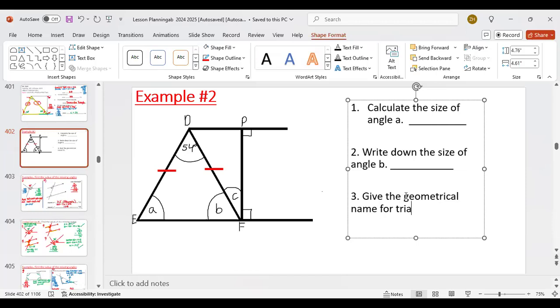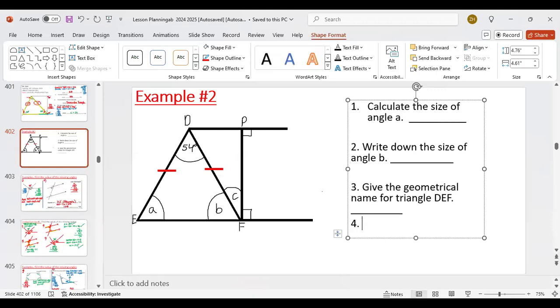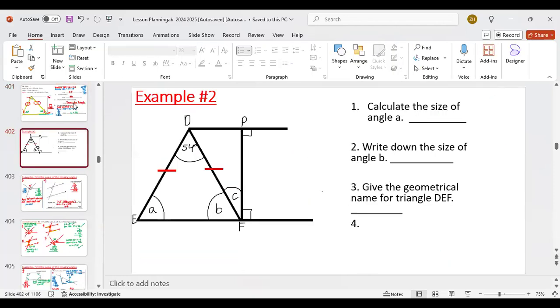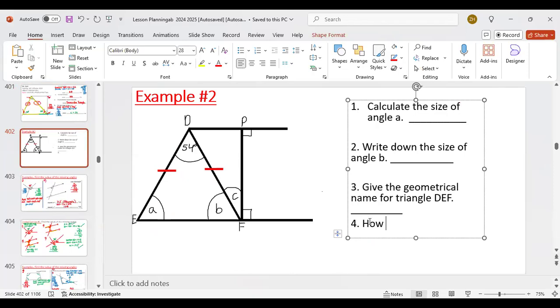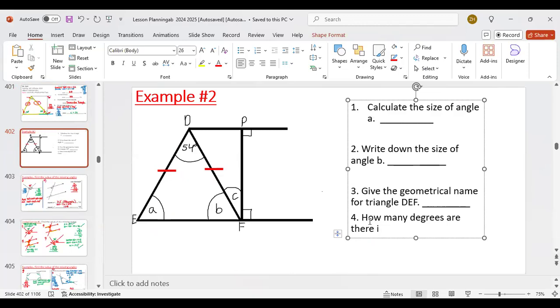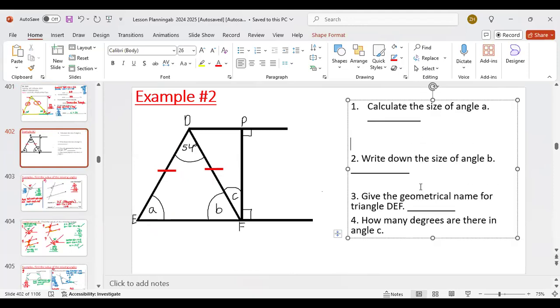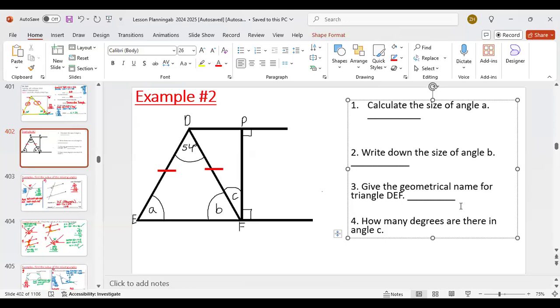for triangle DEF. And number 4. What else do they say? How many degrees are there in angle C? All right. Do you think we're able to answer these questions now? Yes, sir. Okay. So let's go ahead and answer them.